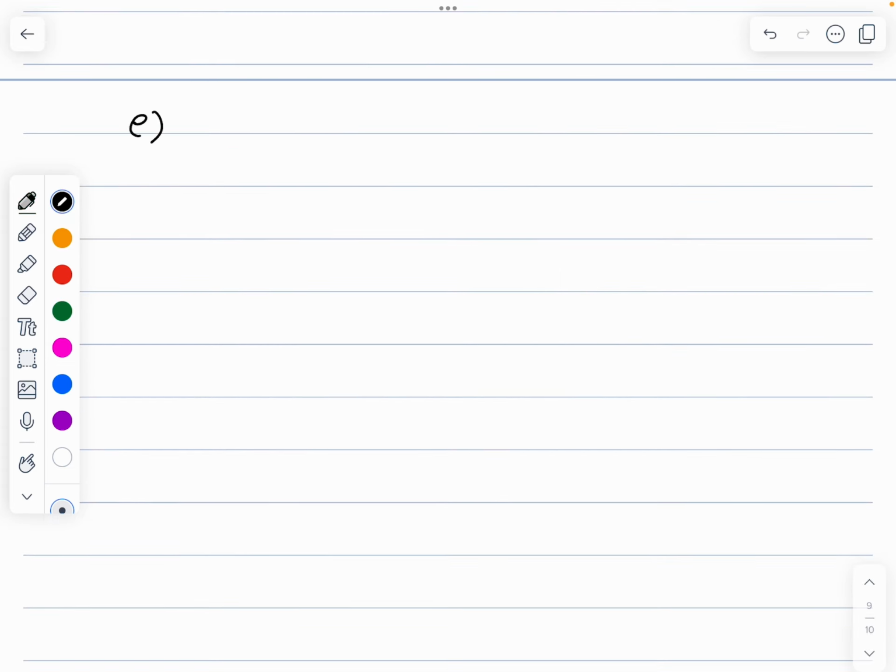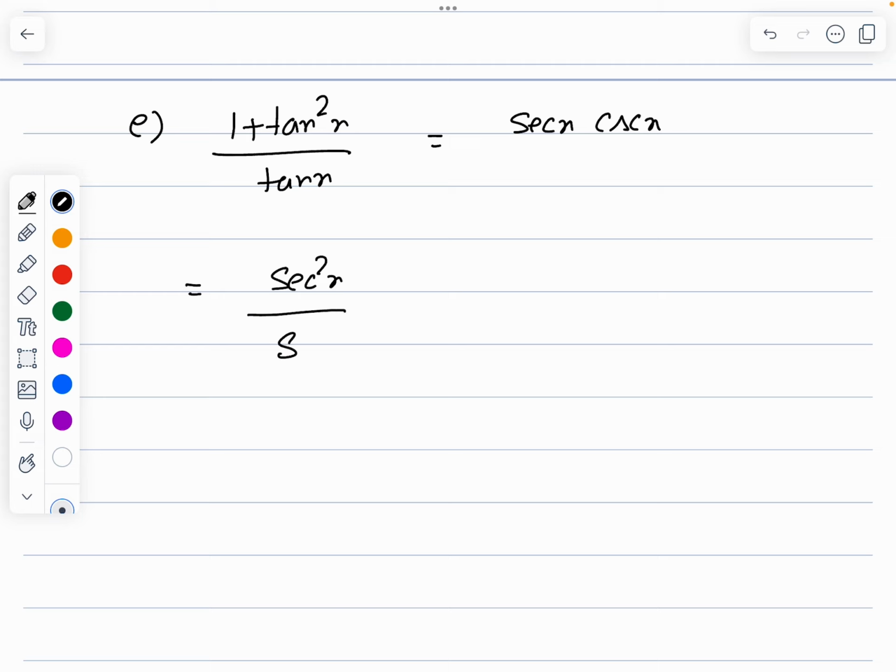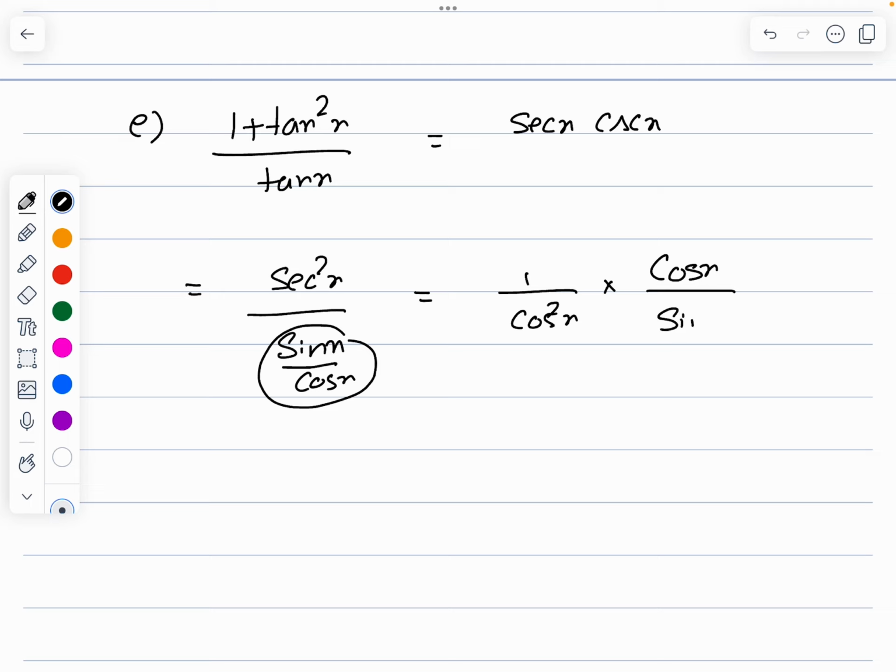Part E, (1 plus tan square x) divided by tan x equals secant x cosecant x. 1 plus tan square x is secant square x divided by tan x. Tan x is sin x upon cos x. Secant square x is 1 upon cos square x. This is a fraction, and when I bring it to the numerator, it becomes cos x upon sin x. Then one cos x gets cancelled. What am I left over with? 1 upon cos x times 1 upon sin x. What is 1 upon cos x? Secant x. What is 1 upon sin x? Cosecant x.